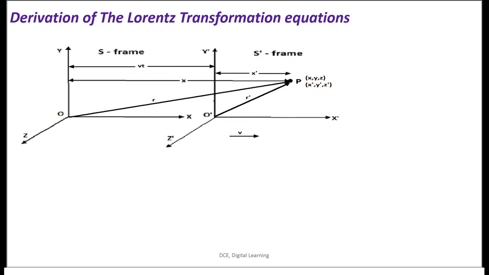Let us consider two frames of references S and S prime with coordinates x, y, z and x prime, y prime, z prime respectively. The S prime frame is moving with a constant velocity v with respect to S frame. At time t equal to 0, the two origins of S and S prime, that is O and O prime, coincide with each other. We take O and O prime as two observers.